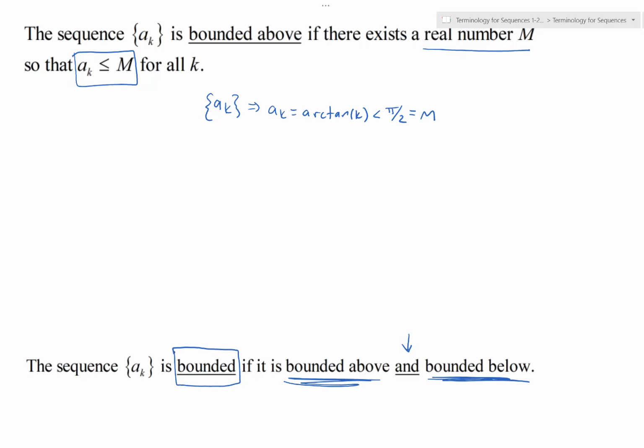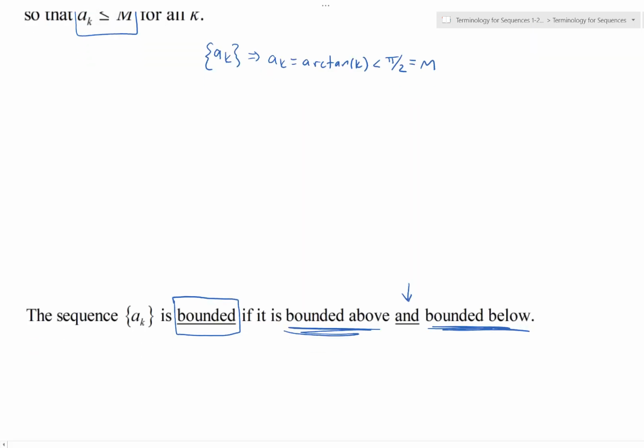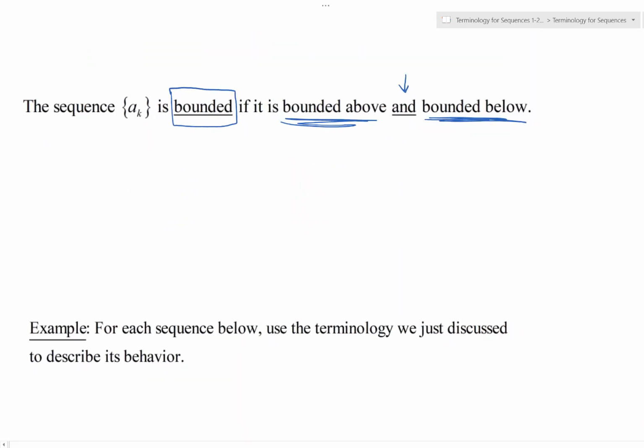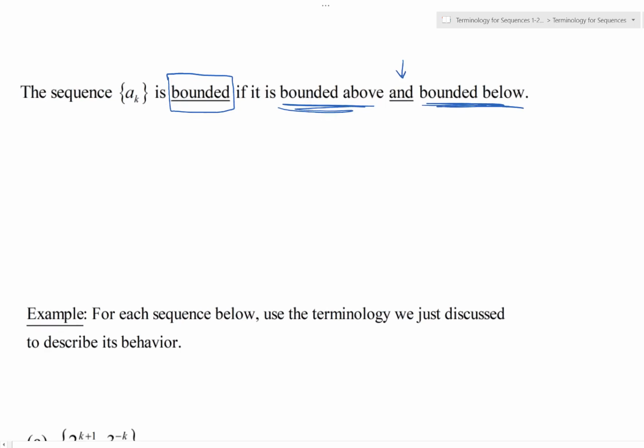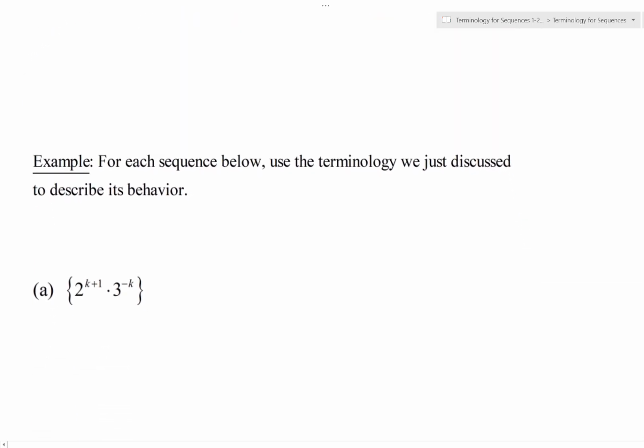Now, having said all that vocabulary, we would like to look at a couple examples. So given some sequences, using all this vocabulary and terminology we just discussed, can we describe its behavior? Let's take a look at this first one here, the sequence 2 to the k plus 1 times 3 to the negative k. Let's just get a feel for how this is behaving by looking at the terms in the sequence. So if k is 1, we're going to get 2 squared, and then, of course, times 3 to the negative k is divided by 3 to the k, so over 3 to the 1.